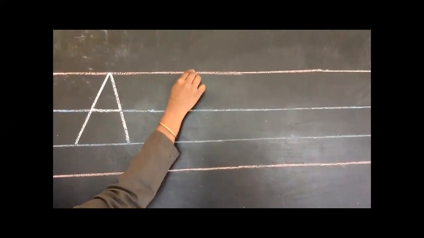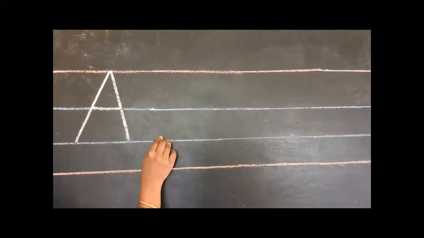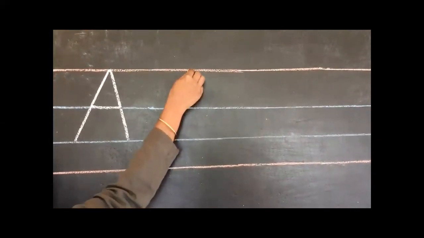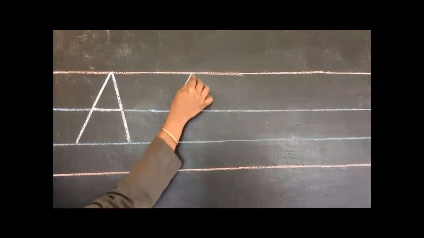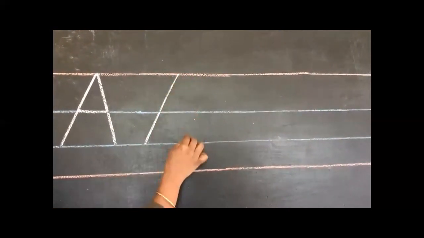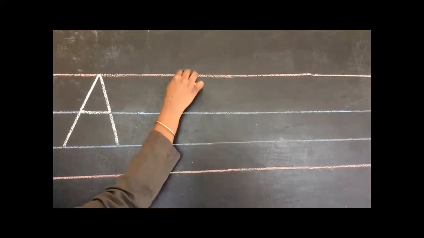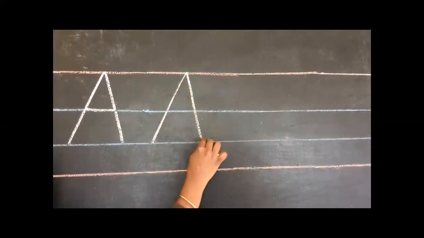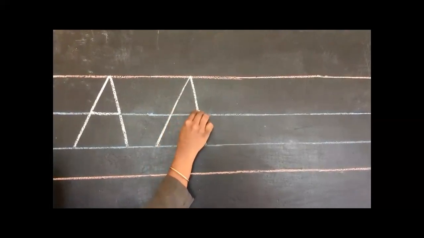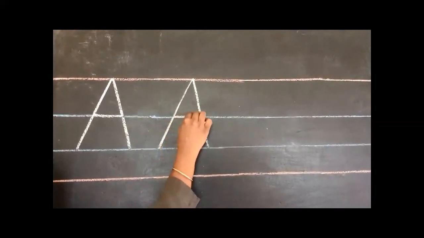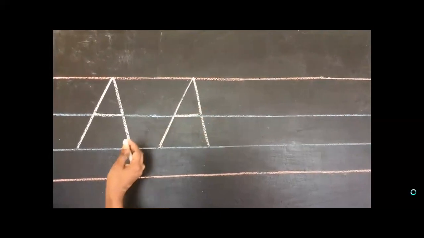Let's do it once again. A forward slanting line from the first to the third line, and then a backward slanting line from the same point at the top to the third line. And then we join both the slanting lines through a sleeping line on the middle, that is on the second line. That's our capital A.